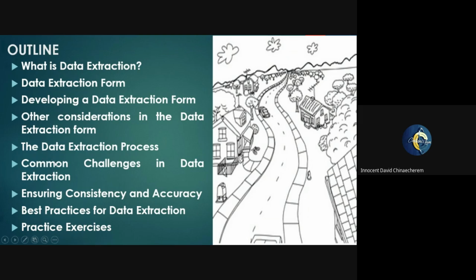Then we'll look at some of the common challenges in data extraction. And then we'll have insights on ensuring consistency. How can you ensure consistency and accuracy during your data extraction, and what are the best practices? Remember that a systematic review is ideally performed using a multidisciplinary approach. So these things are very important to be examined. These are what we're going to be looking at today on our outline.